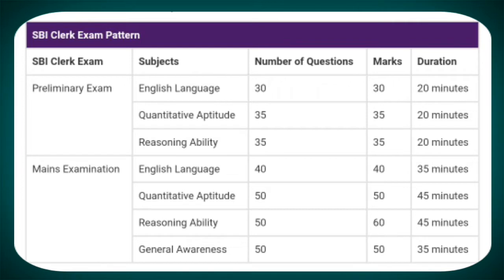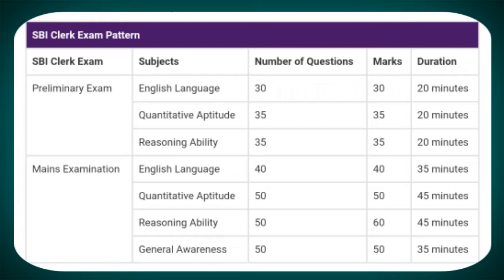SBI Clerk Exam Pattern. Subjects, number of questions, marks, duration. SBI Clerk Exam, Preliminary Exam. English Language: number of questions 30, marks 30, duration 20 minutes. Quantitative Aptitude: number of questions 35, marks 35, duration 20 minutes. Reasoning Ability: number of questions 35, marks 35, duration 20 minutes.